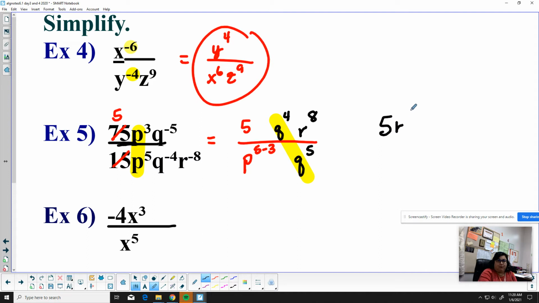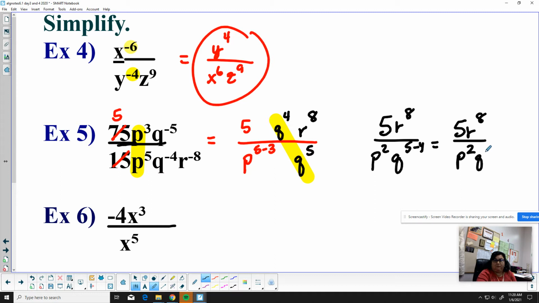So I've got a 5r to the 8th on top, and then p to the 2nd because 5 minus 3 is 2, and then q to the 5 minus 4. So my final answer is 5r to the 8, p squared, q to the 1st. And I don't need to put the 1st. I can, but I don't need to.